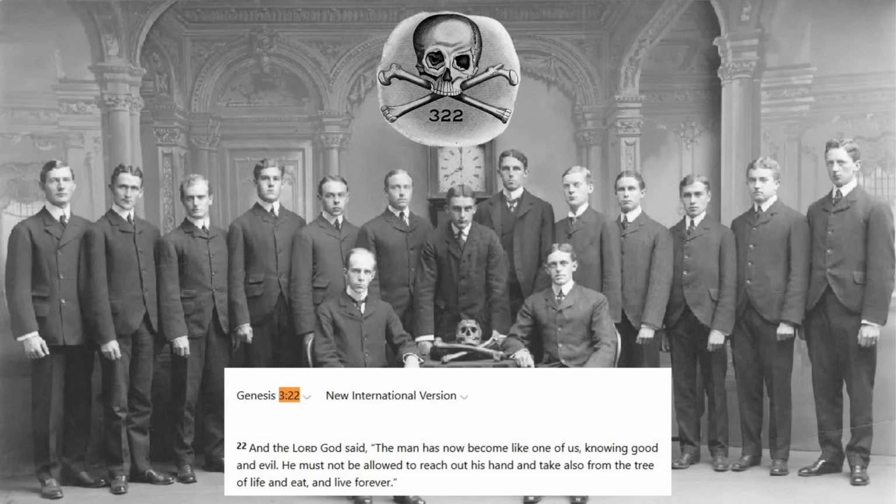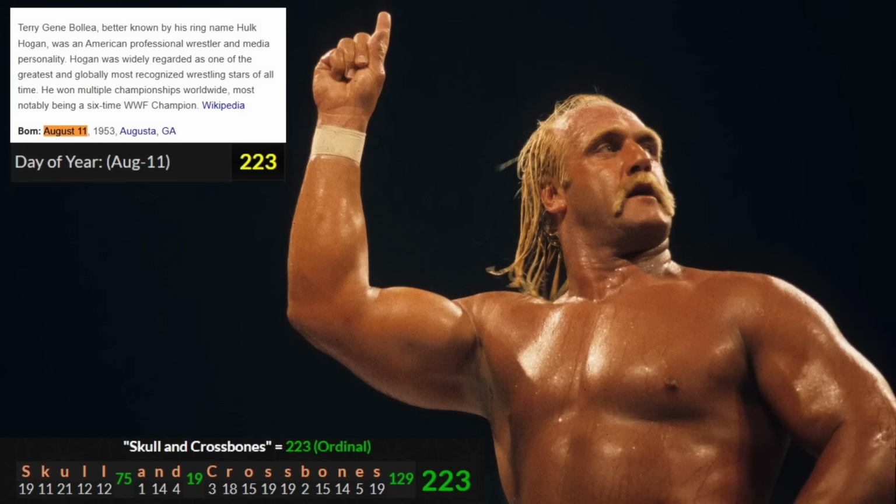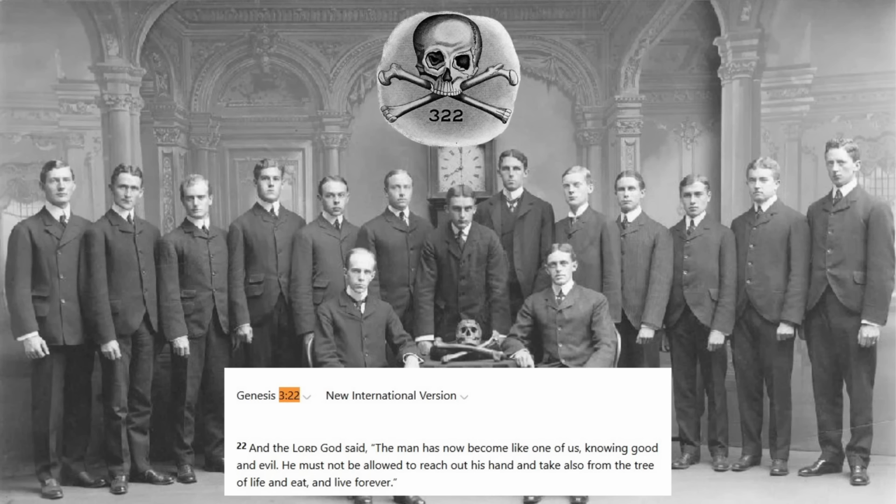Right? Because we got skull and bones, right? Now, we got 223. Now, we know this is about skull and bones. Order 322, the reflection. Now, skull and bones gets this from Genesis 3:22. And it says, and the Lord God said, the man has now become like one of us, knowing good and evil. He must not be allowed to reach out his hand and take also from the tree of life and eat and live forever, right? Hence the skull and bones that you will see with the eroded corpse, right? A dead body, right? So this is what it symbolized, the mortality of life.